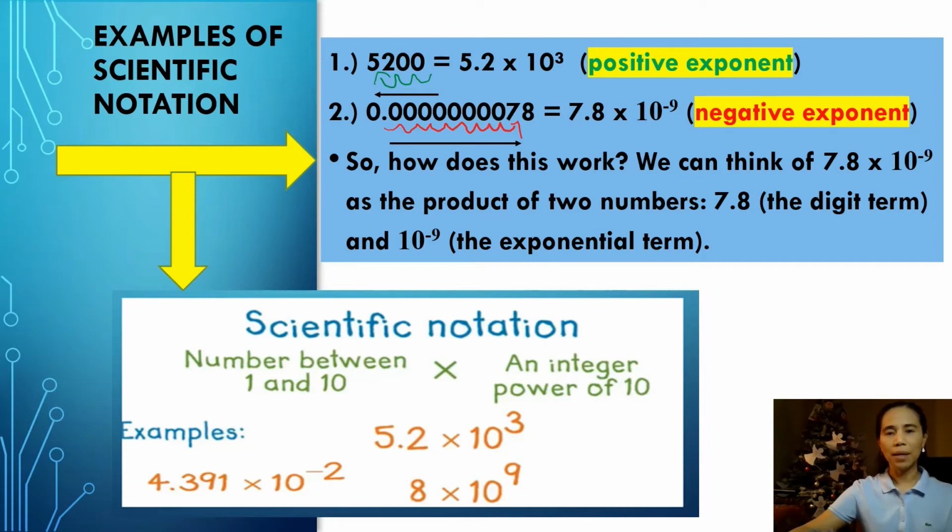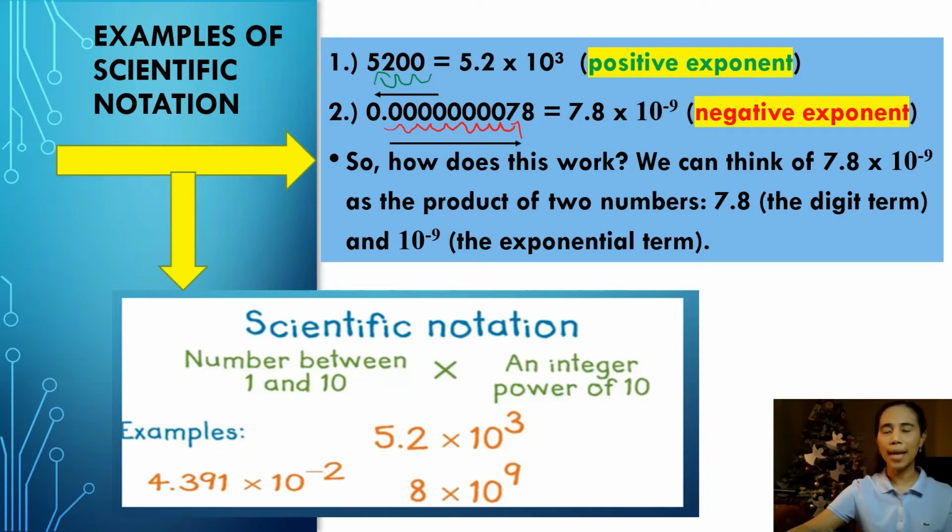Example number 2. We have 0.0000000078. Since the decimal point is at the left, we have to move from left to right. If we count the number of places that we will be moving, we have 1, 2, 3, 4, 5, 6, 7, 8, 9. Alright? So we have 7, which is greater than 1 but less than 10. And then we have 8, which is a non-zero digit. That's why it is going to be with 7.